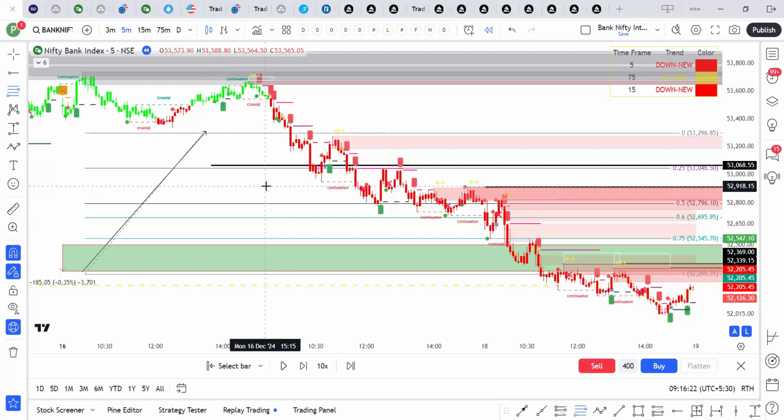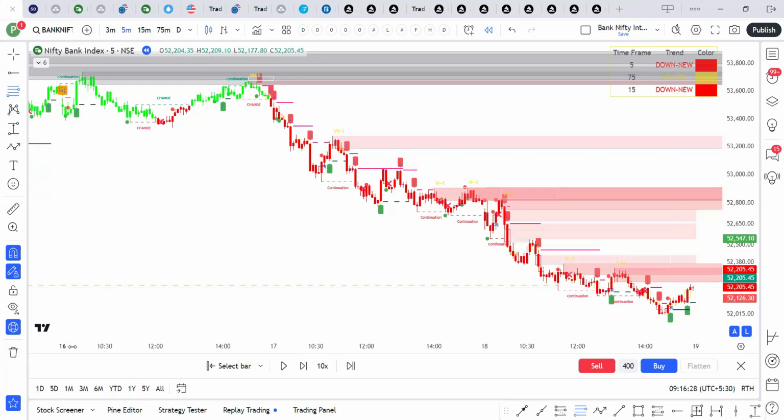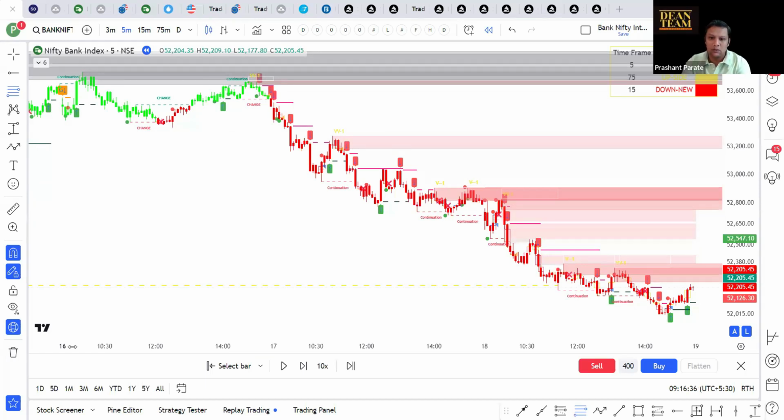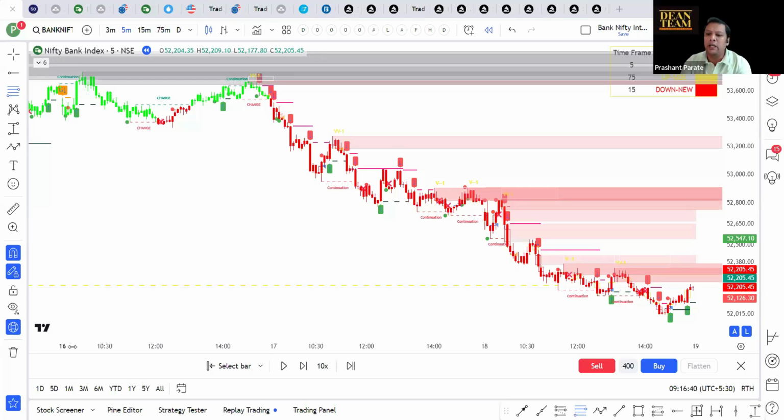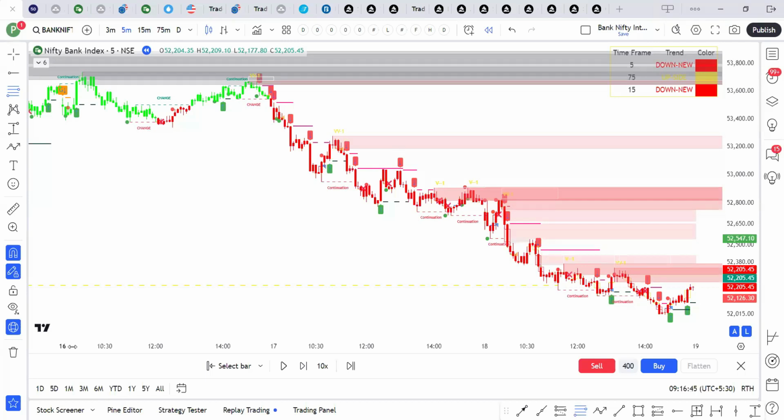If on the 75-minute chart it reverts back, then all the lower time frames will also revert back immediately. So that is not a good trade. I mean, that will not give a longer trade. If you take a trade, your stop loss will get hit. That is what exactly is happening in this sideways market.